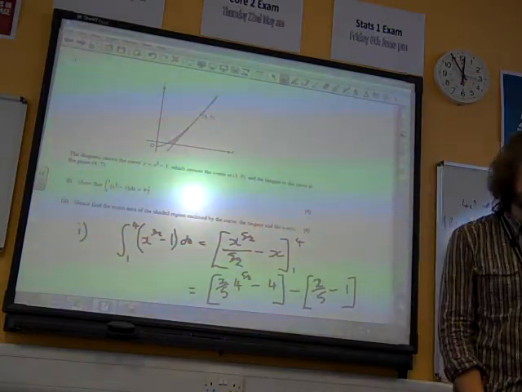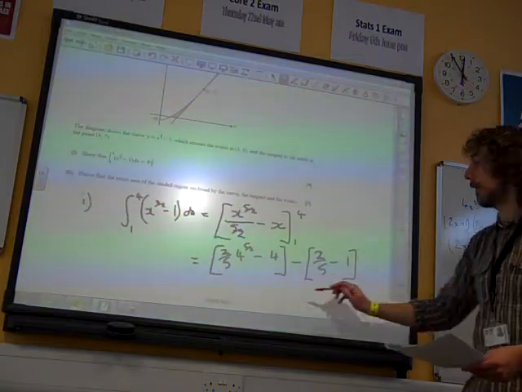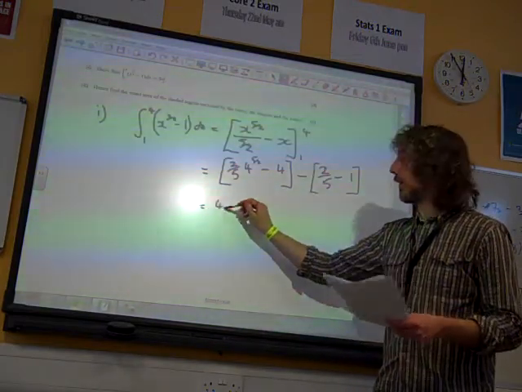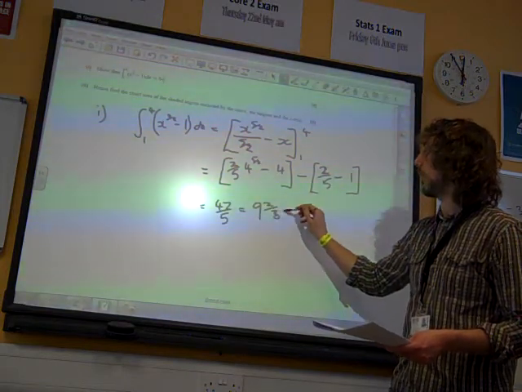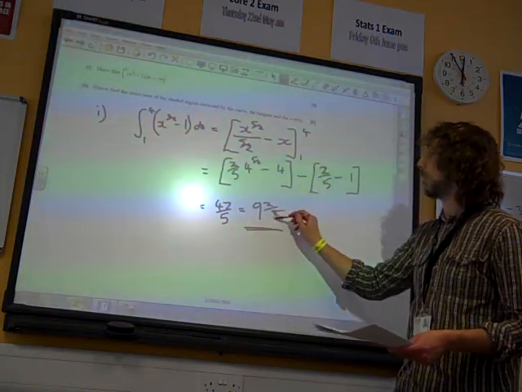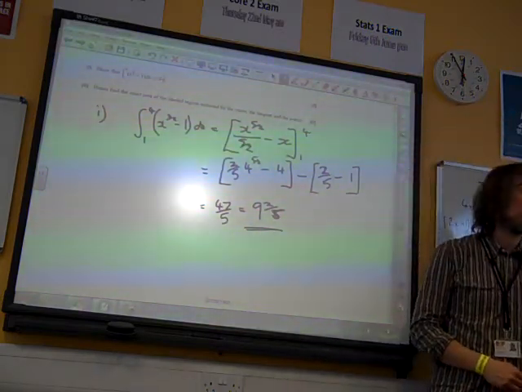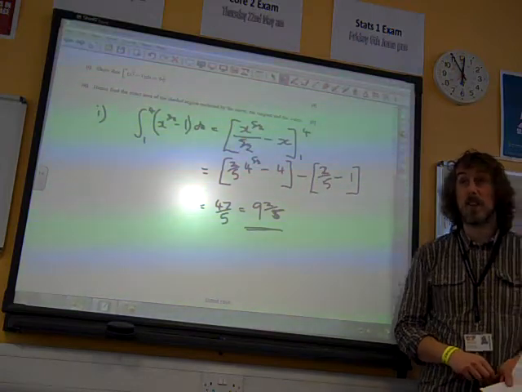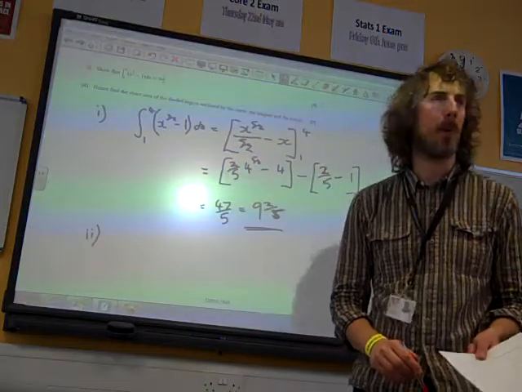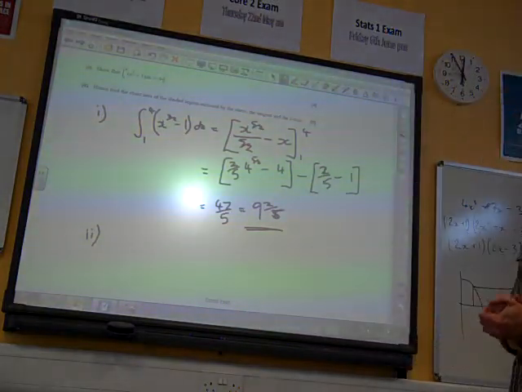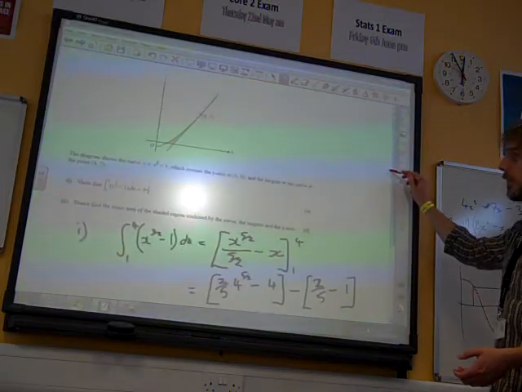And if we carefully put those numbers through our calculator, it comes out as being 47 over 5, which is 9 2/5. There we go, as required. And that was a relatively straightforward 4 marks. You tend to find that integration is going to get you quite a lot of marks. Now, hence find the exact area of the shaded region enclosed by the curve, the tangent, and the x-axis.